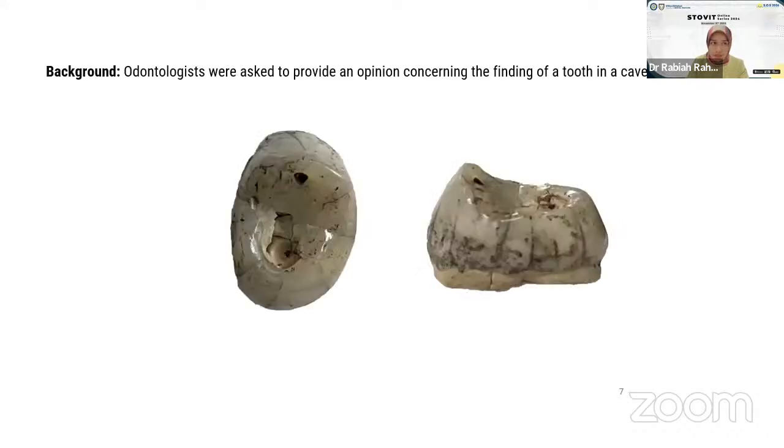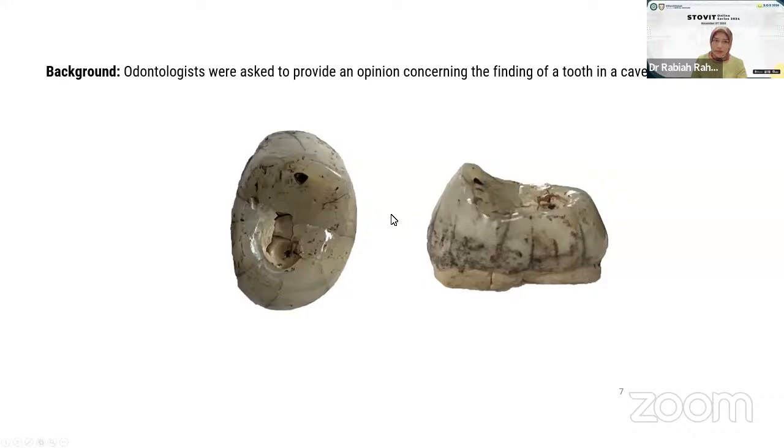So first, I'll start with identification of dental structures. This is the most, I think, basic knowledge that a dentist should have, not just forensic dentists. So we expect forensic odontologists or forensic dentists to be able to identify dental structures. So I'm going to show the first case. This is the first case.